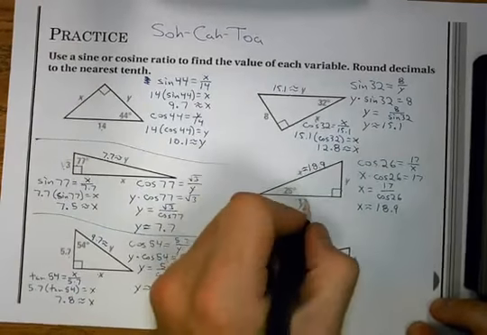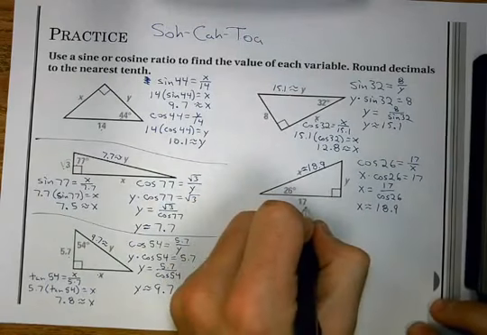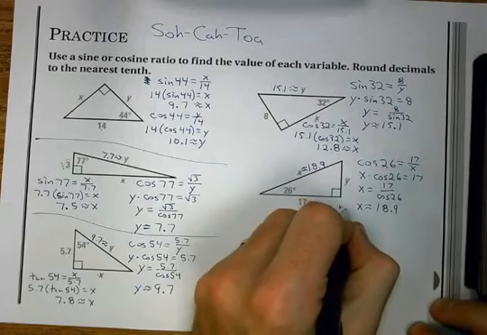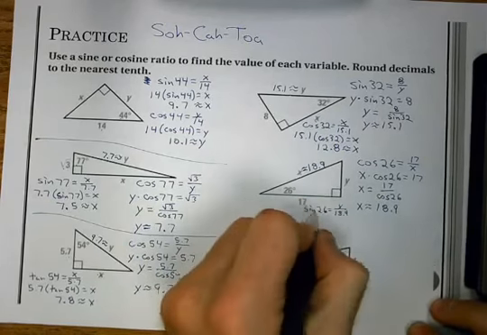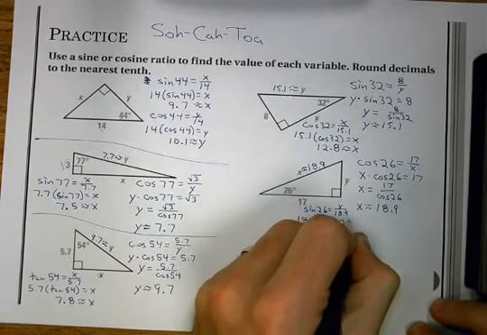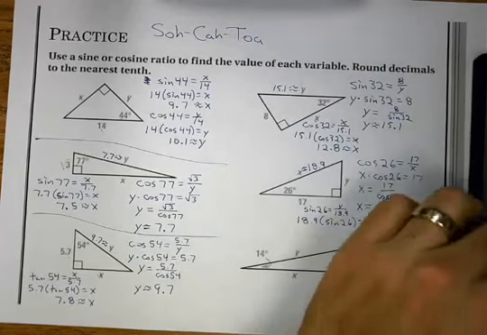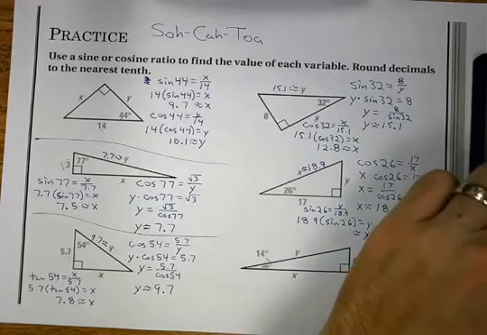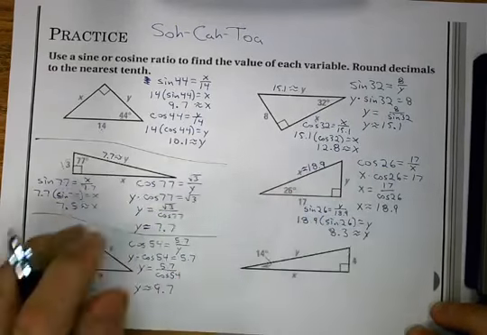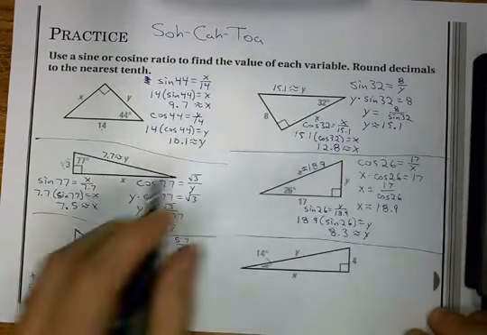So now we need to deal with y. So for y, it's going to be opposite and hypotenuse. So that's sine of 26 equals y over 18.9. That becomes 18.9 times sine of 26 equals y. So y is approximately 8.3. Okay, finishes that one off. On to our last one here.